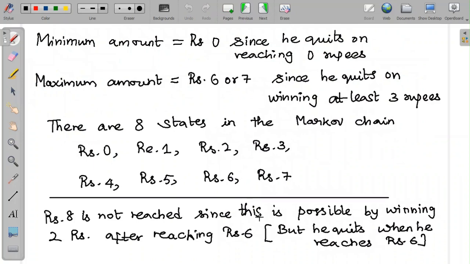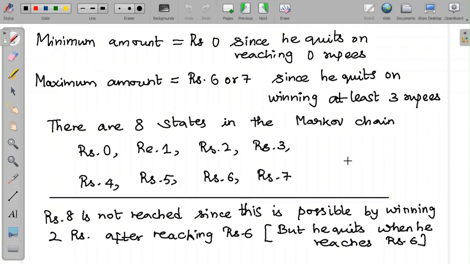Now we don't consider greater sums like 8, 9, and 10. For example, we don't consider 8 because that sum of money is never reached. Because to win 8 rupees, he must have already won 6 rupees, since from the description, he wins 2 rupees at a time. So to have won 8 rupees in the current bet, the previous bet must have been at 6 rupees. So 6 plus 2 is 8. But we know that he quits on reaching 6 rupees. So 8 is not attained. Similarly, 9, 10, 11, 12 are also not attained.